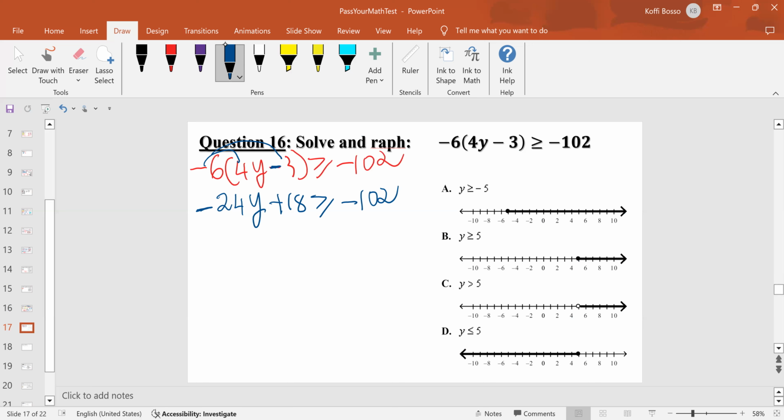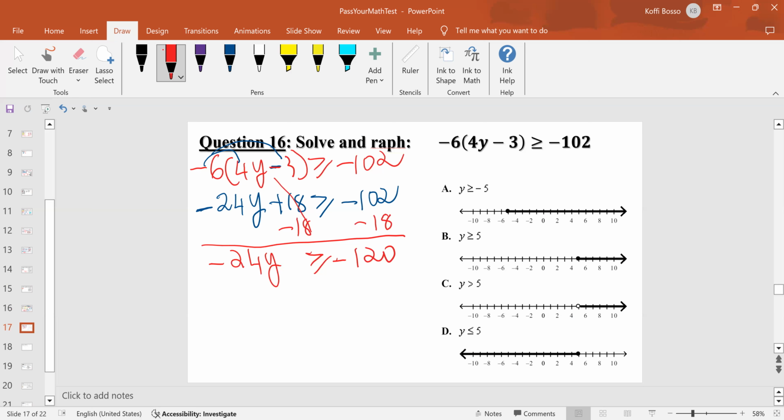We continue. Now we're going to subtract 18. I want to solve for y. That's why I have to remove everything to get to y alone. But we need to remove the 18 first. So doing that, we're going to have negative 24y is greater than or equal to, because this is going to cancel out, negative 120. Because you have negative 102, and you subtract 18, you get negative 120.